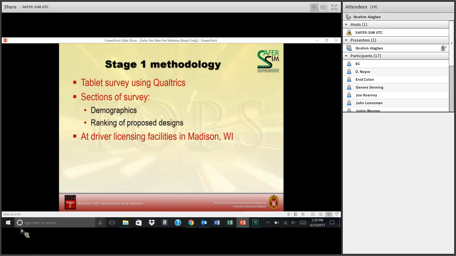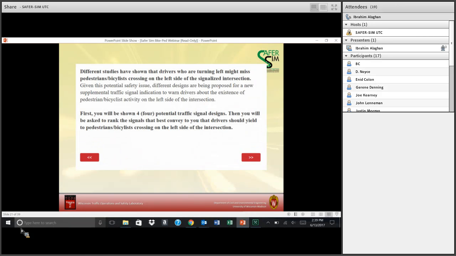So now, coming back to the survey. The survey has two sections: a dynamic demographic section, then a ranking of proposed designs. We collected data at driver license facilities in Madison, Wisconsin, and it was not a short study. It took almost a month to collect these surveys. So I will talk about this next.